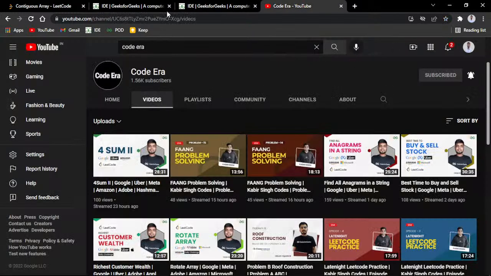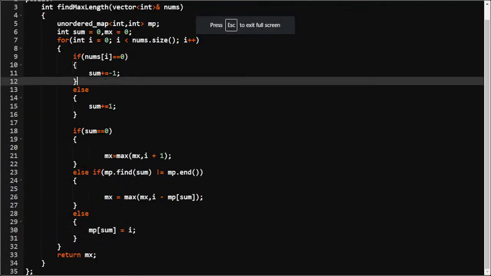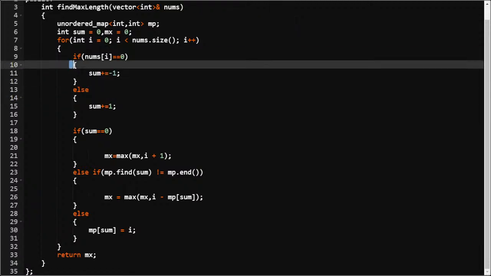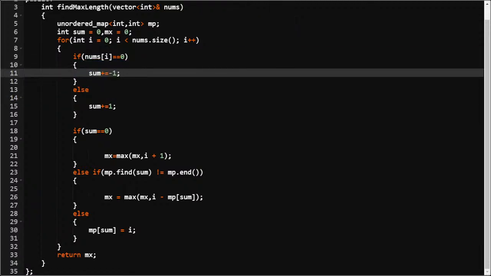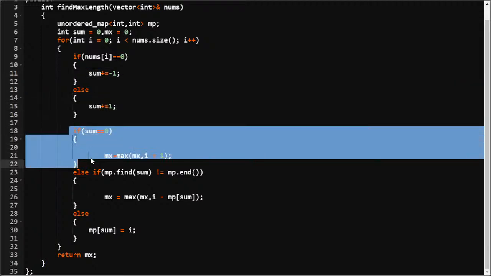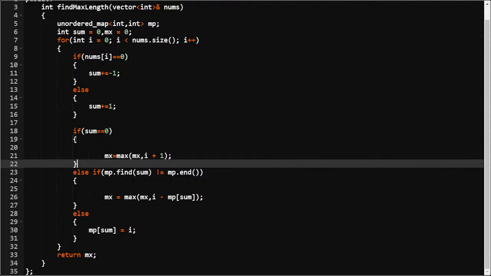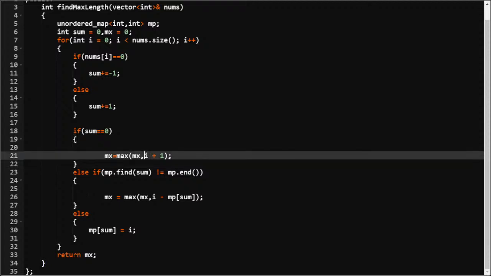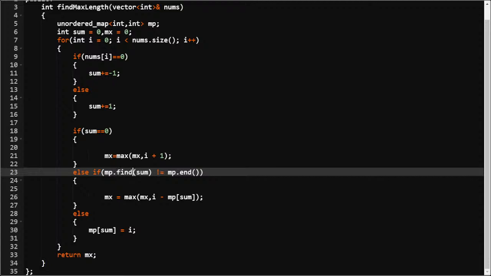So this was the problem. As I said, this was the code. If the number is 0, you represent it with -1, so in the prefix sum you add -1. Otherwise, if the number is 1 itself, you do sum plus equals 1. If the prefix sum itself becomes 0, that means the number of zeros and ones are equal. So the length of that particular subarray would be i plus 1, because it will be from the starting and the indexing is 0-based. That's why you need to do i plus 1. Otherwise, if that particular sum already exists in the map, that means a particular segment of the subarray has sum 0.